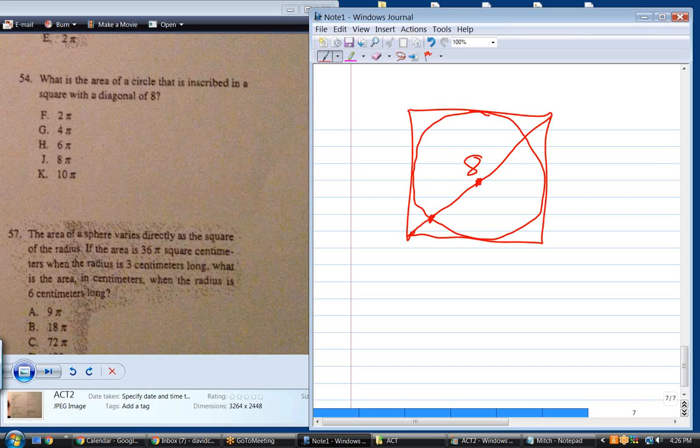Isn't the diagonal of a square the same as just straight up and down, right? Wait, no. Remember that thing I said, all radiuses are equal. So this radius between the two dots is the same as that radius right there. So if we can figure out the dimensions of the square, we'll know half of that side length is the radius of the circle.